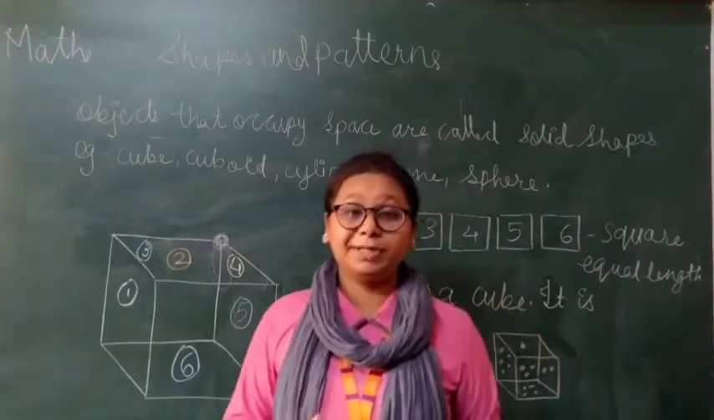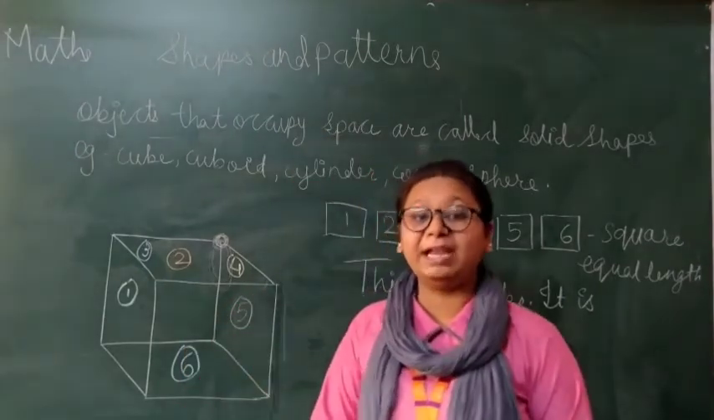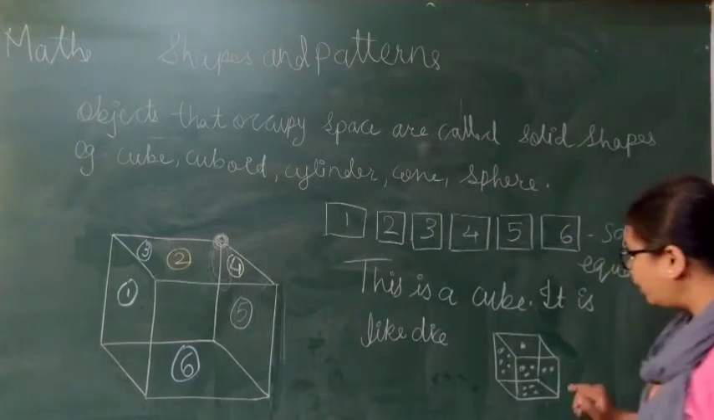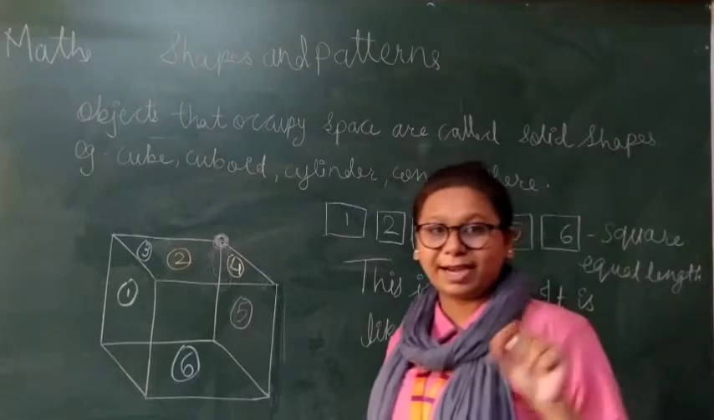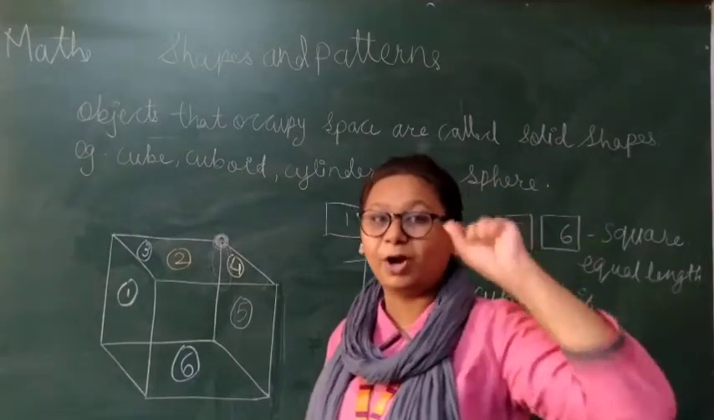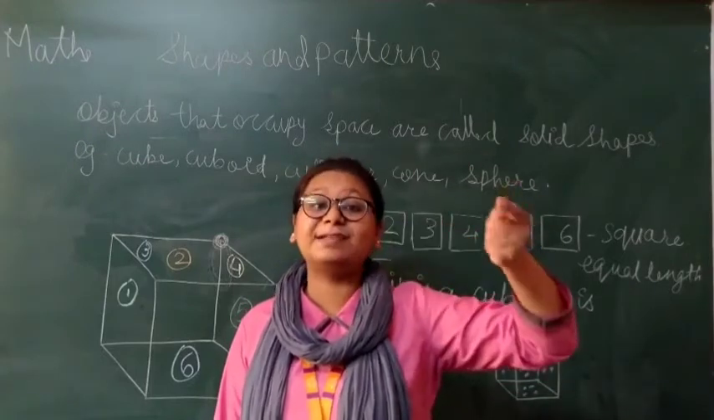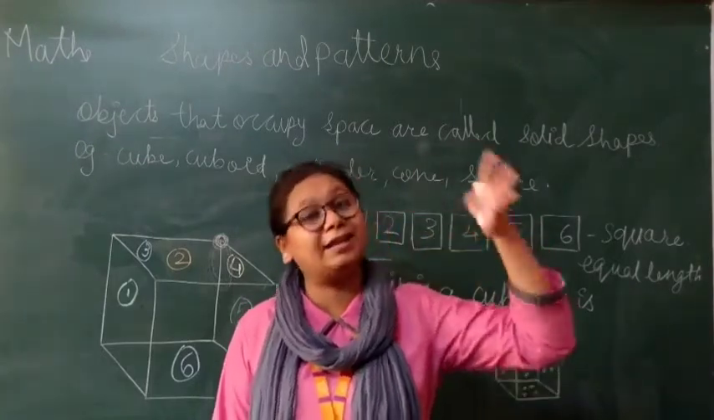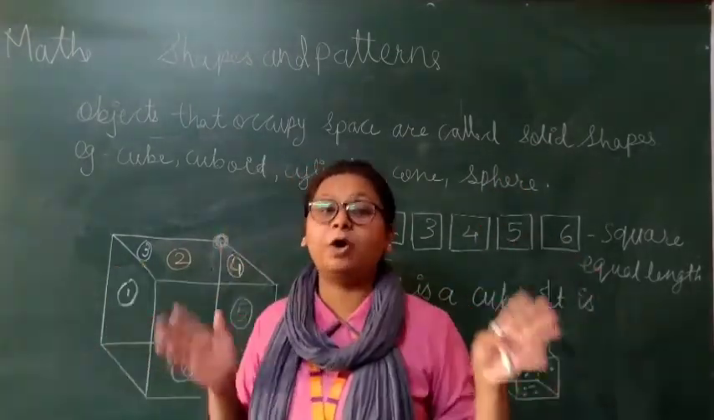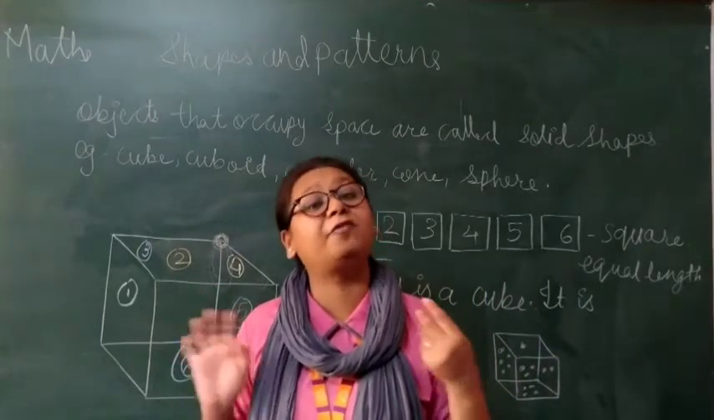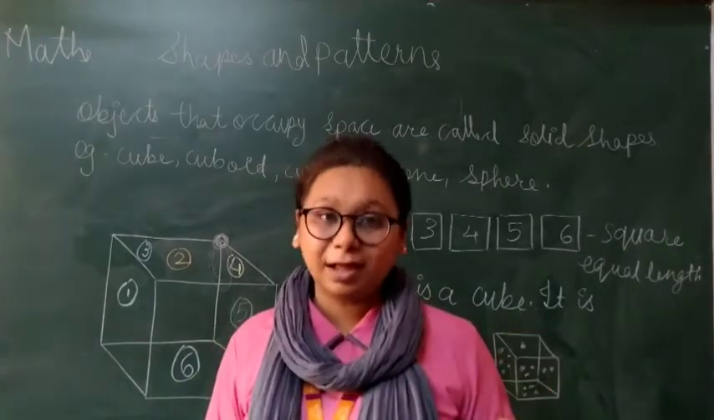Okay, students, the example of a cube is a dice. A dice which we play with, right? It is a cube. See, there are 6 sides and there are 6 dots. On one side it is 1 dot, on another side 2 dots, another side 3 dots, another side 4 dots, another side 5 and another side 6. So the dice is a cube. It has 6 faces and on all 6 different faces there are different dots on the dice, right? So students, dice is a cube.